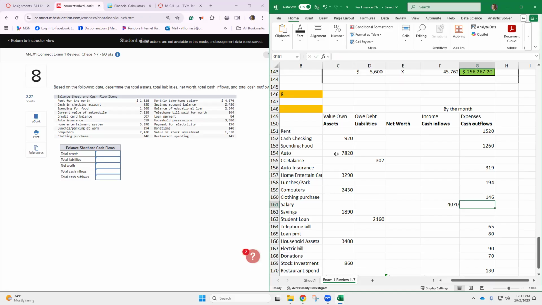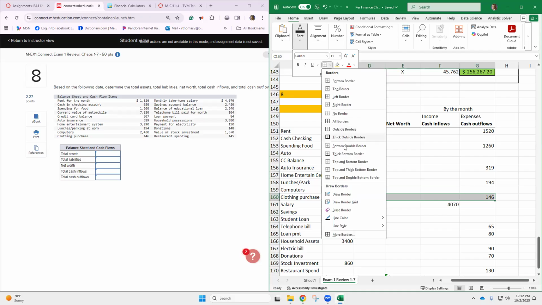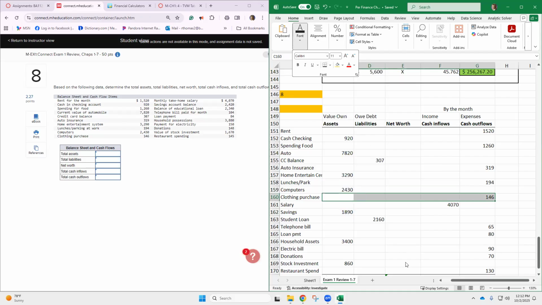So you should have all 10 items right here. Okay, you got 1, 2, 3, 4, 5 under expenses. 1 liability. 1, 2, 3, 4, 5. Nope, I haven't done savings yet. Sorry, I'm just to the clothing purchase. Sorry, here's where I'm at. Let me put a line in between here so I can remember what I'm doing.